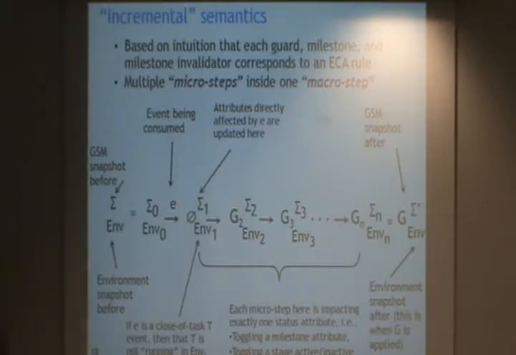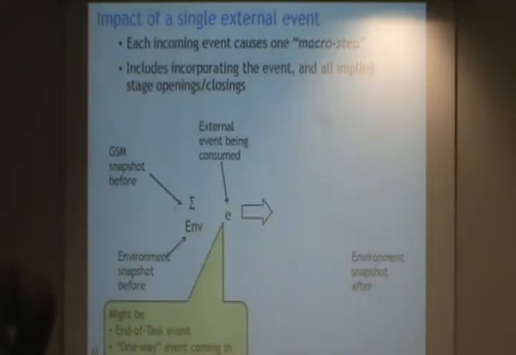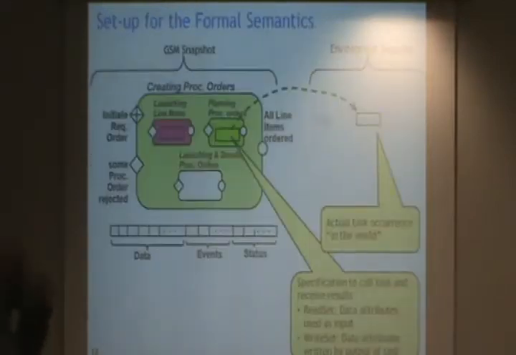So, Fiona, I don't want to dwell on this too long, but I was a little bit unclear about the detail of your environment snapshot. Is it just status milestones, or is it other things, and is it always complete? Do you always know the status of the environment, and how complex is the representation?